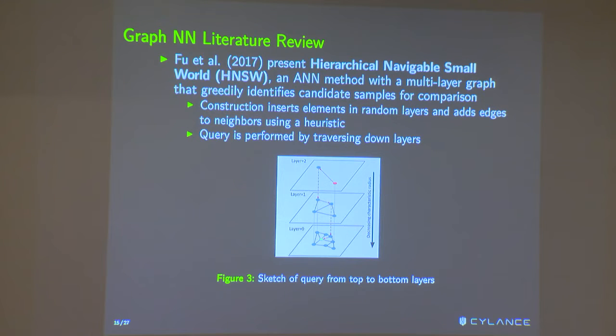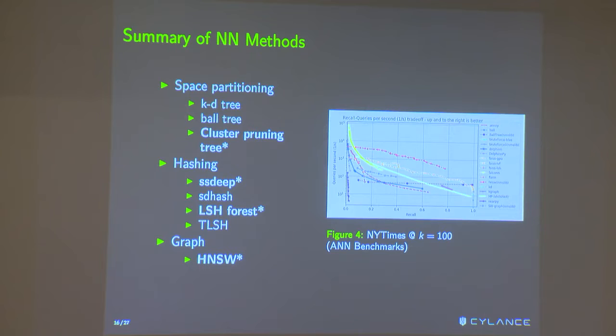So HNSW is a graph-based method that I think has been shown to do pretty well in nearest neighbor search benchmarks. So in summary, again, nearest neighbor search methods, there's a lot. There's many different hashing methods, graph methods, and space partitioning methods. They're useful.